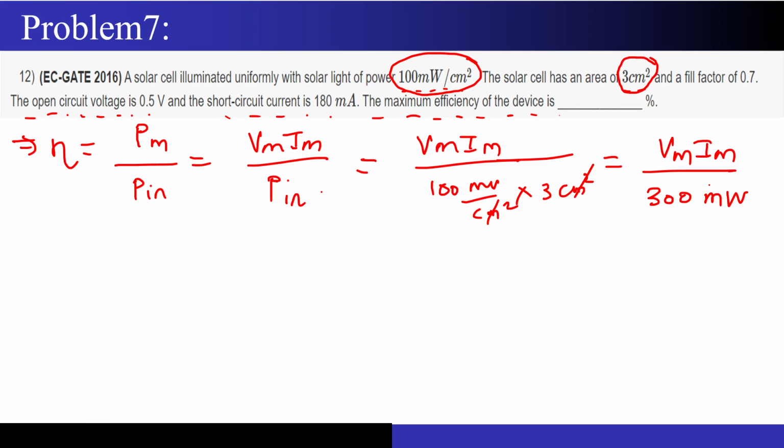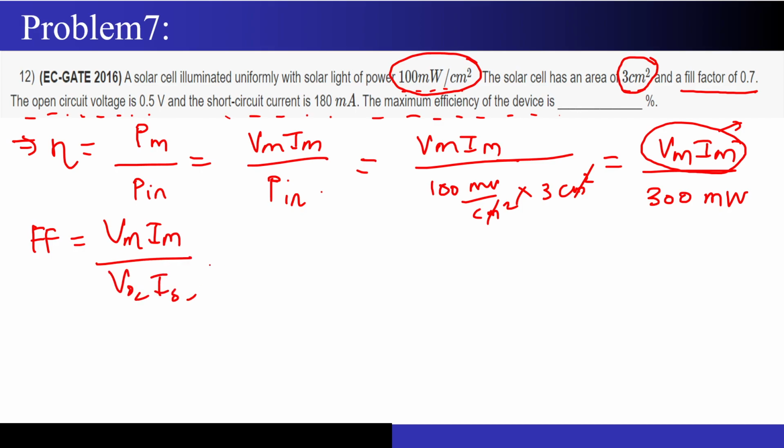Now to calculate the efficiency of the device, I first have to get this value Vm into Im. So from where will I get it? One more thing has been given to me, that is a fill factor of 0.7. So what is this fill factor? Let me just write the formula of it: Vm times Im upon VOC into ISC. Correct? This has been given to me. So now Vm into Im will be the fill factor times VOC into ISC.